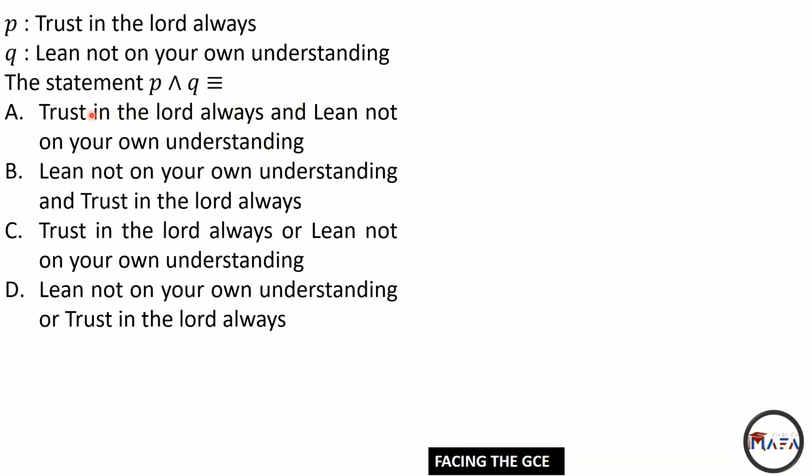So P says trust in the Lord always, and then when we see the and, it means it was linking the two statements. And Q says lean not on your own understanding. So option A is one answer. What about option B? We know that P and Q is also equivalent to Q and P. Yes, so option B is also a correct answer. Lean not on your own understanding and trust in the Lord always. So in this question we had two correct responses, and the students were supposed to pick the two responses. Right, so option A is correct and option B is correct.